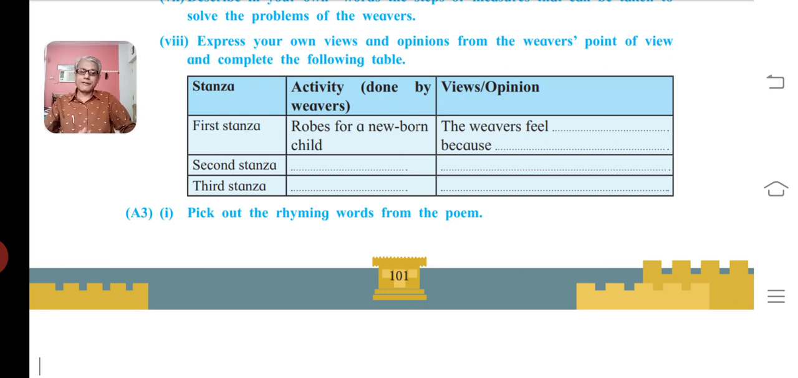Now the next activity, that is the first activity from A3. Pick out the rhyming words from the poem. I had already discussed this, but still here for you I repeat the rhyming words from various stanzas. I give you stanza wise. In my last lecture I had already explained it in detail, but still here from the point of view of this activity I just go on to them.